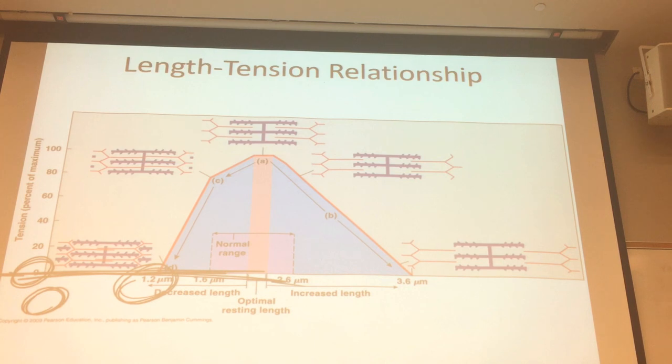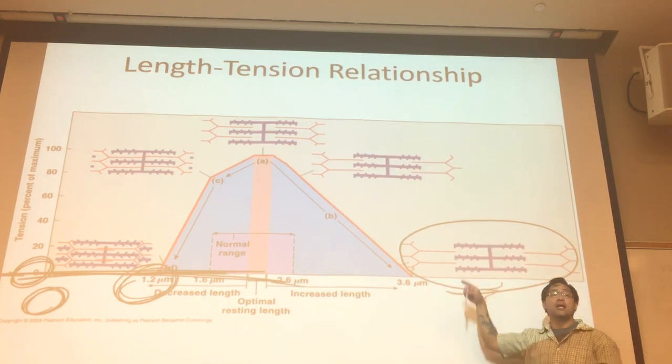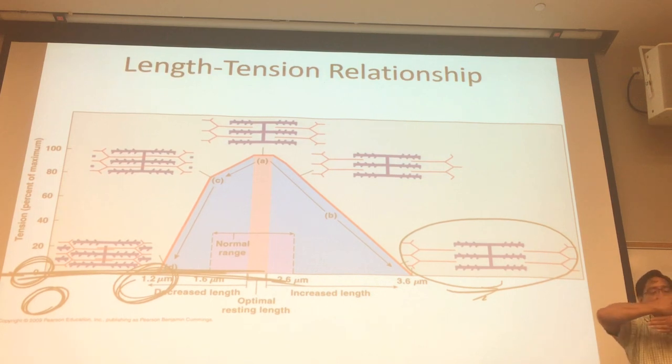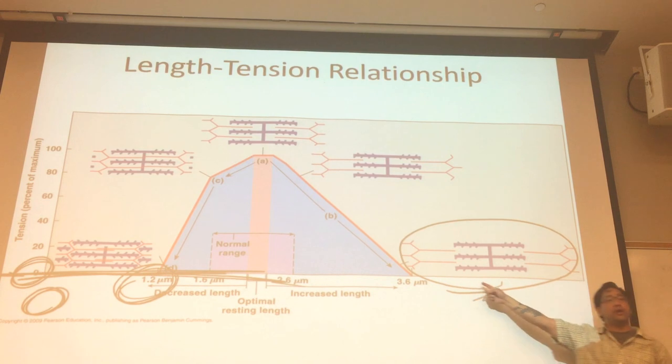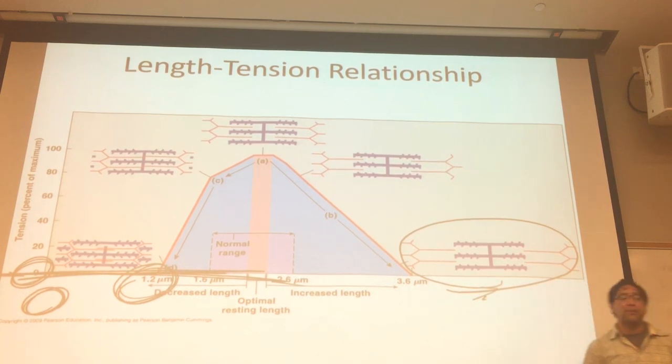Now, on the opposite end, if you look like that, how much overlap do you have right here? None. This is if you stretch the muscle too far, and now your filaments are not overlapping at all. So how much strength can you have in your contraction? None. That's when there's no more overlap.